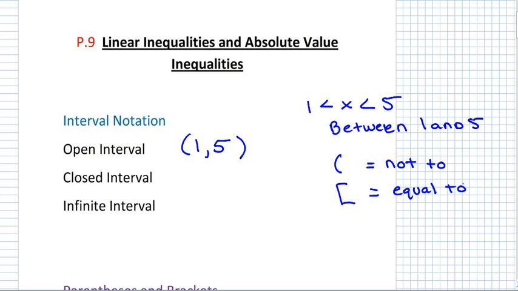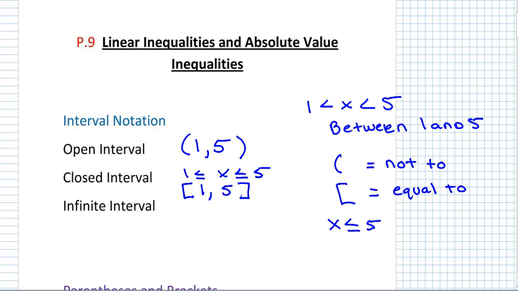So if I changed and said 1 is less than or equal to x, which is less than or equal to 5, to write that as an interval, I would have a bracket for the 1 and a bracket for the 5. So that's the difference. Parenthesis, it's not equal to. Bracket, it's equal to.